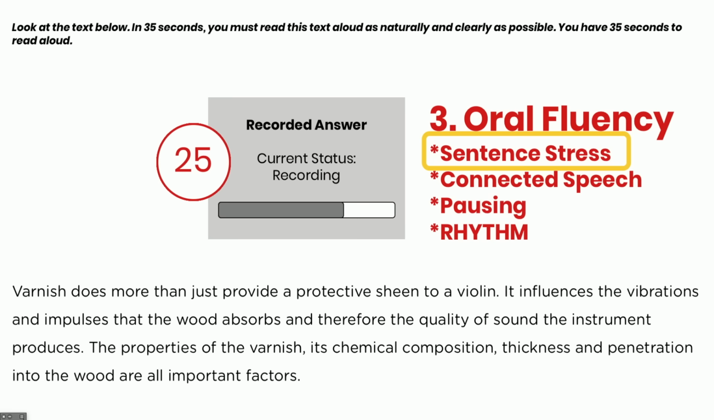Anyway, let's practice. All right, so this time I want you to be conscious of sentence stress as you read the paragraph and try to stress the word that makes most sense in the sentence.